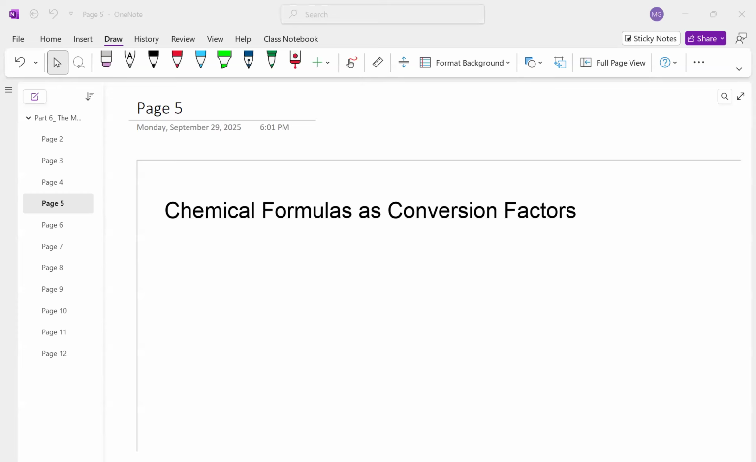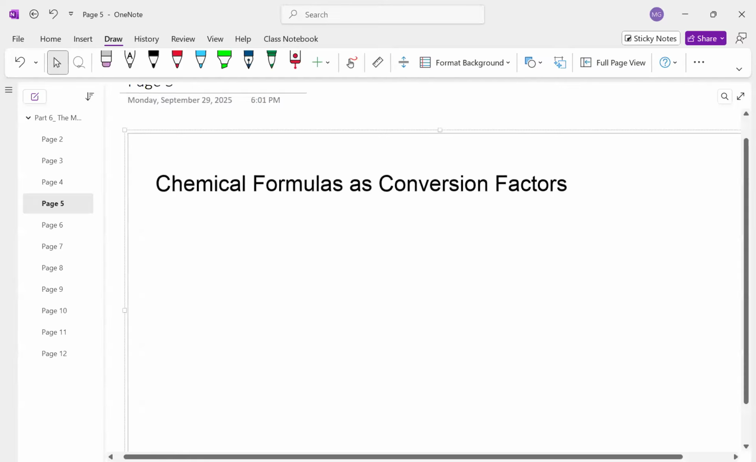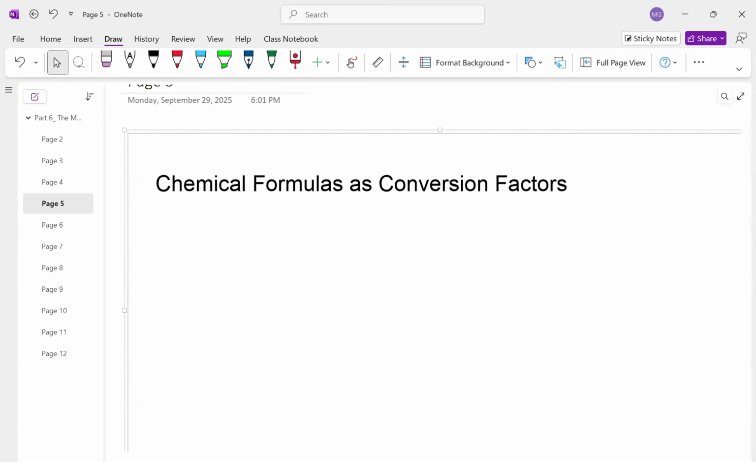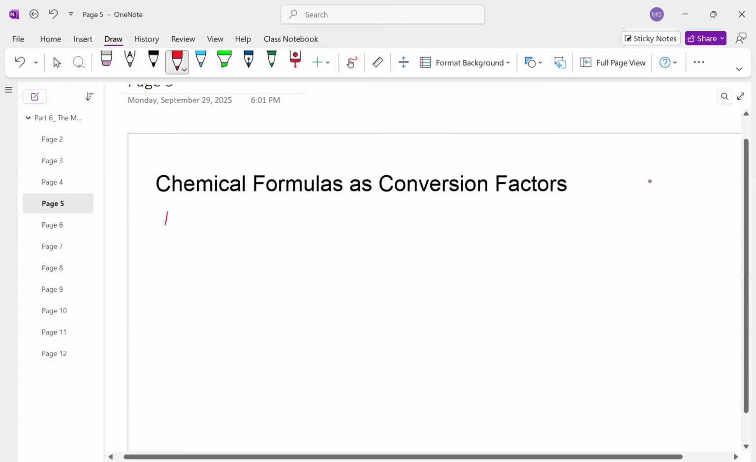All right, we're going to keep on moving forward and now looking at using chemical formulas as conversion factors. So what do I mean by this? Well, let's take a look at a formula and figure out how to use these formulas as conversion factors.